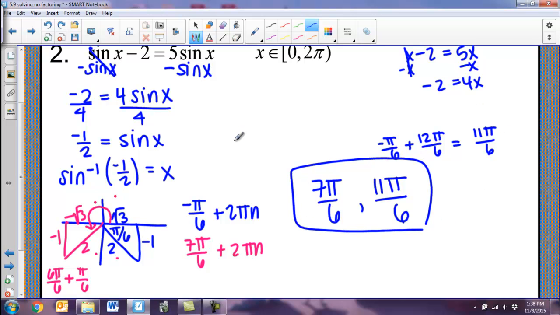Okay, so that was 2 different ways that we can solve trig equations beyond what we've seen with our trig identities, and that was with square roots and with combining like terms.